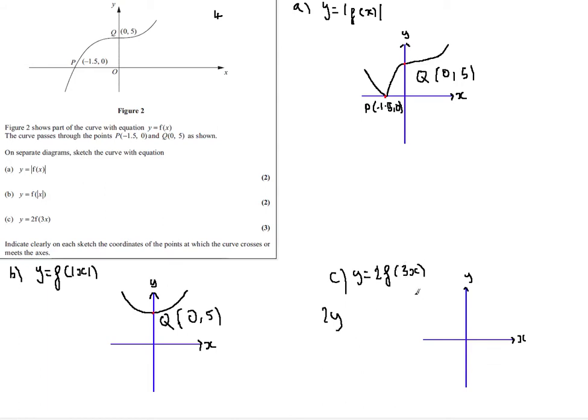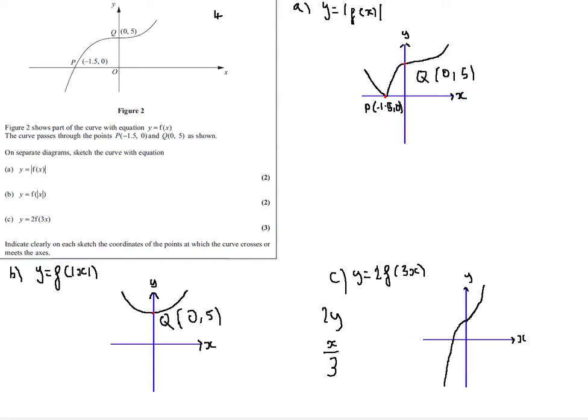The bit inside the bracket, we do the exact opposite. So instead of timesing by 3, we're going to divide by 3. So that's what we're going to have. So what does that mean in terms of how our graph looks? Well, it's going to look something like this. And of course, there's no modulus function on this graph, so we're still going to get negative values as well.